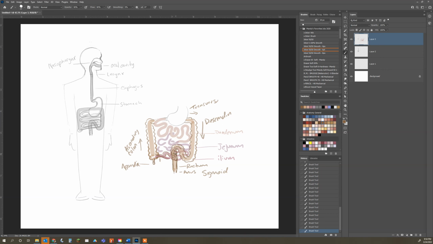So let's see, there's a couple other things I need to tell you about the digestive system before we move on. I'm going to see if I hit 15 minutes. I could hit my 30-minute limit here. Let's see if I can do it.